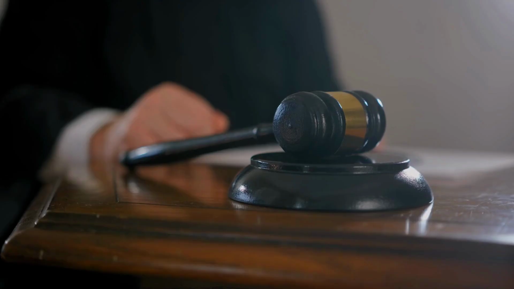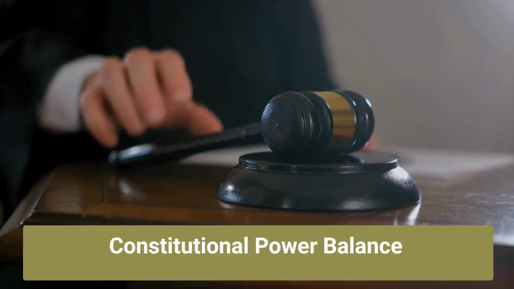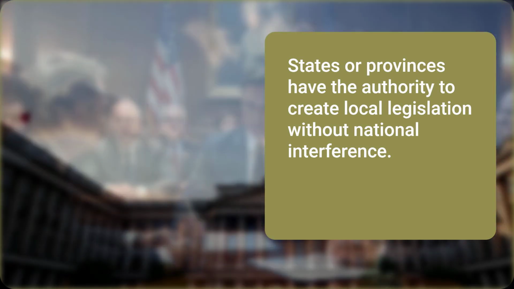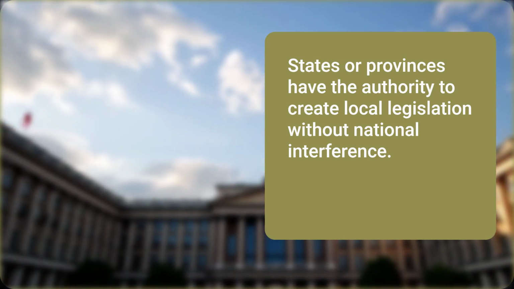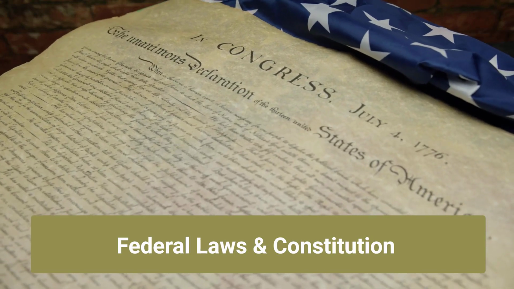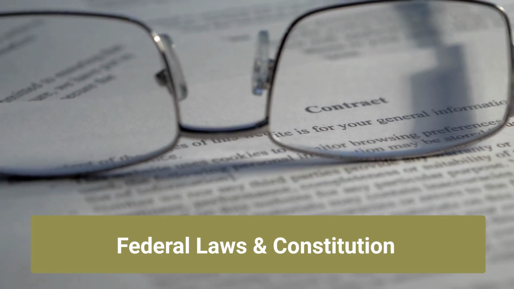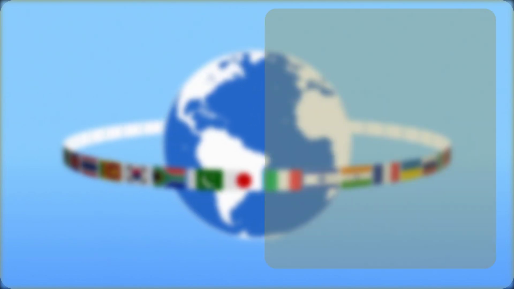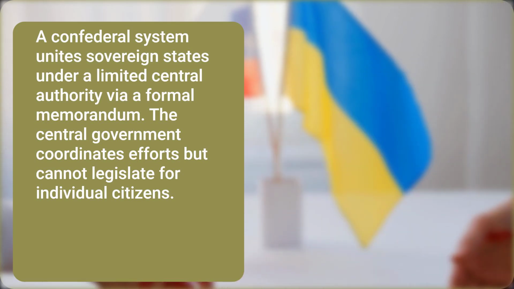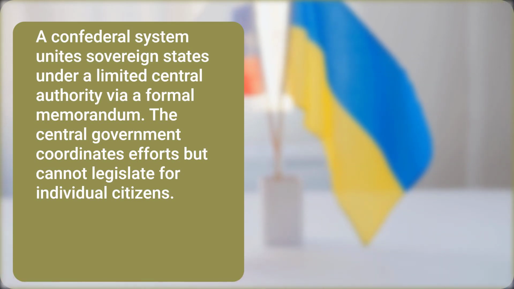Sovereignty implications: constitutional provisions prevent either government from unilaterally altering its powers. States or provinces have the authority to create local legislation without national interference. Laws enacted at the federal level must align with existing constitutional principles to ensure national cohesion. Confederal constitutions: decentralized sovereignty. A confederal system consists of sovereign member states that voluntarily unite under a limited central authority, usually through a formal memorandum.